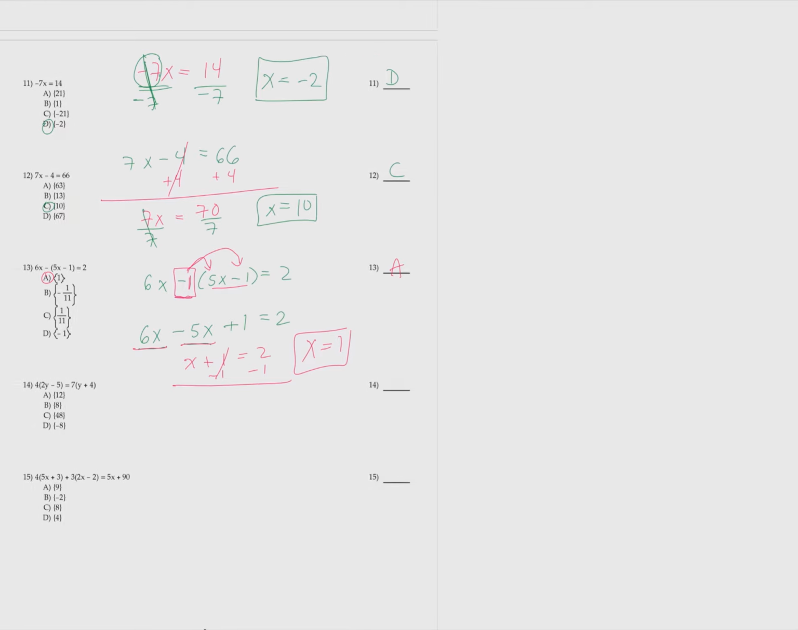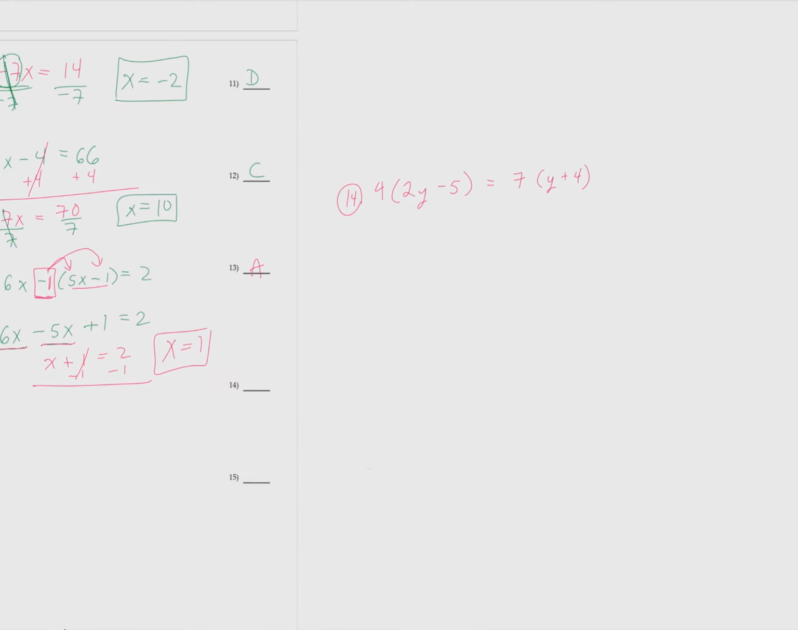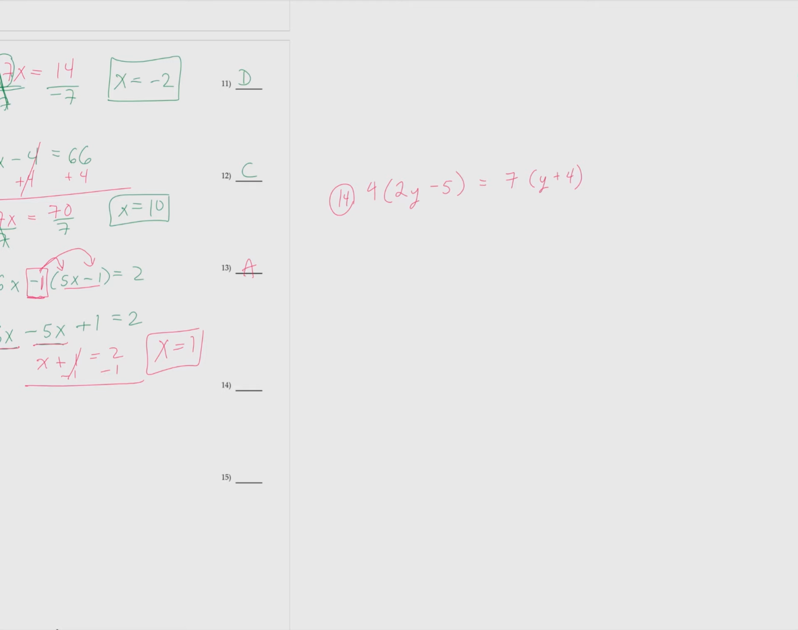Simple enough, right? I'm going to do 14 here because I'm running out of space. So it's going to be a more complicated question. 2y minus 5 equals 7, y plus 4. Okay, so how do I solve for x? Well, before you can solve for x, or sorry, not x, y, they changed the letter. How do I solve for y?